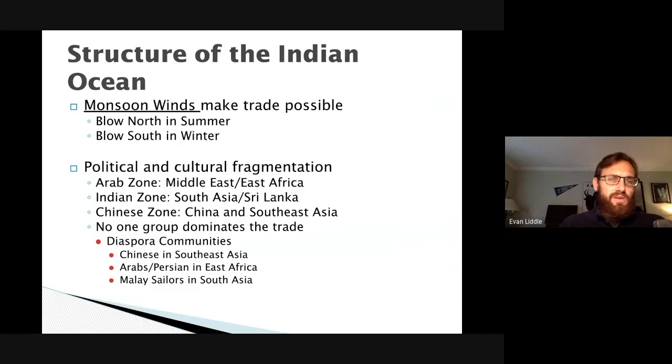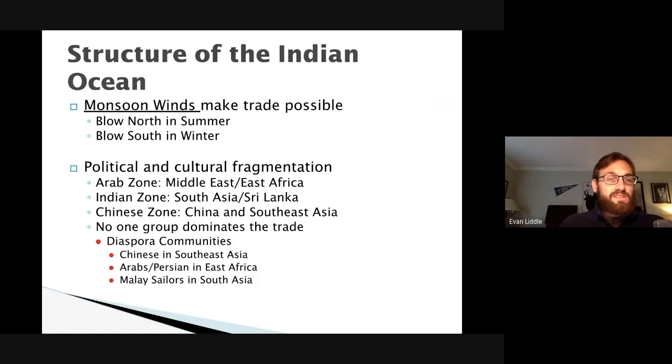And so the monsoon winds are a set of winds that are not unique to South Asia, but most well known in South Asia, in which they blow one direction during one season and they blow another direction during another season. And this makes trade very easy and very predictable, because you know that if you blow one way one year, you go to some place and you come back from another place. And so it makes trade predictable and easy to do.